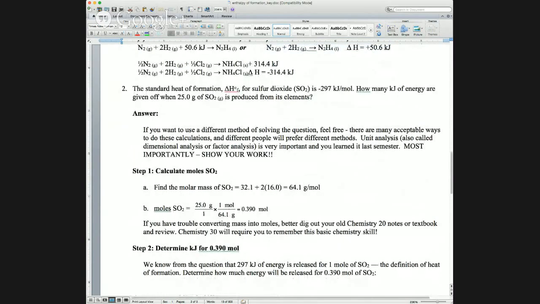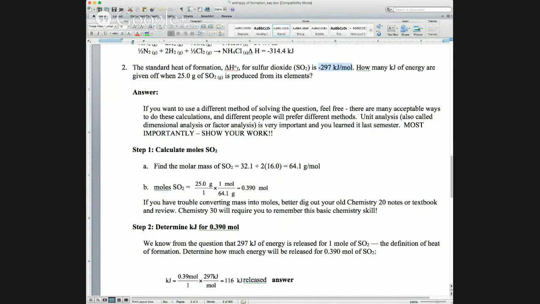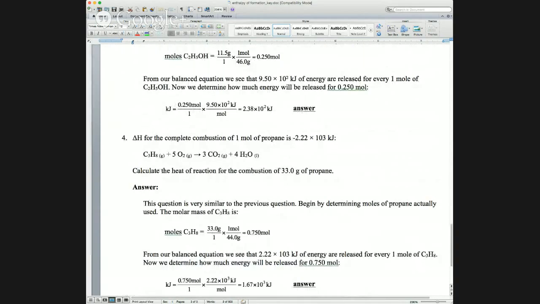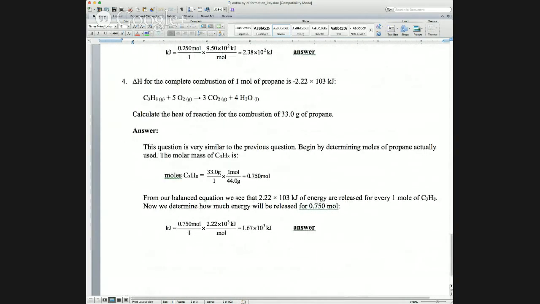Now, number 2 is kind of an interesting style of question, because it's asking you to say, okay, if you have this delta H of formation of sulfur dioxide, how many kilojoules of energy would you get if you only had 25 grams? Well, see, the whole point is this is kilojoules per mole. So you've got to figure out how many moles of SO2 there are, and then multiply it times the negative 297 to figure that out, okay, which is what we did here. And so you get that answer. That's fine. Is there anything else I want to talk about on this worksheet? No, that's fine. Okay.